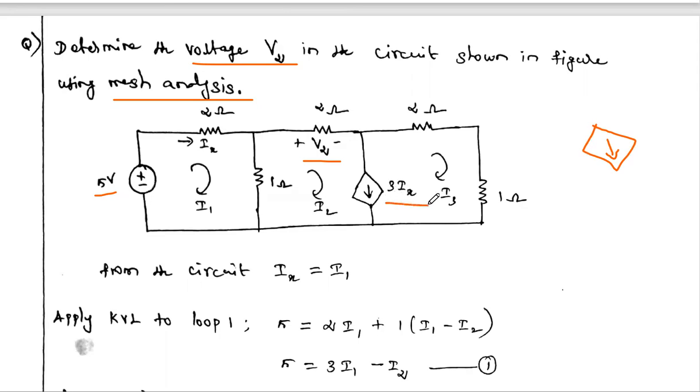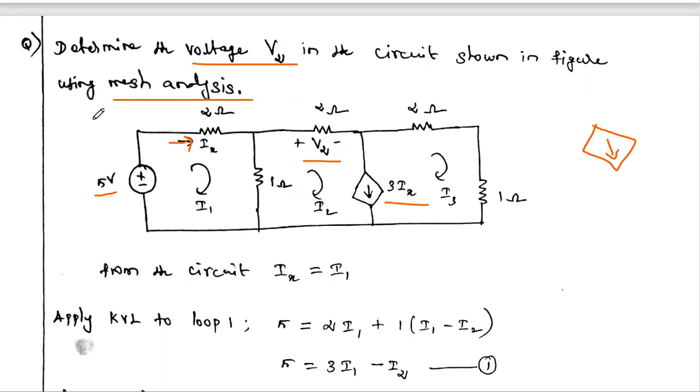The value of this dependent current source is 3ix. What it means is that the value of the dependent current source is 3 times the value of ix. Where is ix? Here it is marked. The current flowing through this 2 ohm resistor is called ix. So the value of this dependent current source is 3 times the current flowing through this 2 ohm resistor.